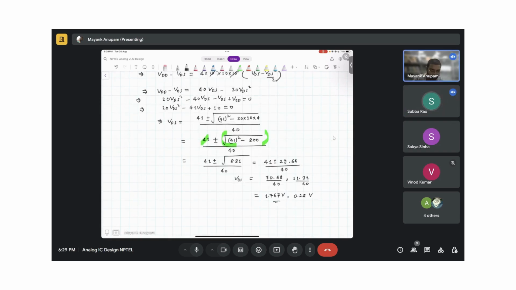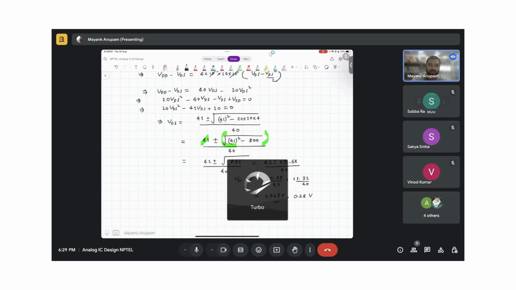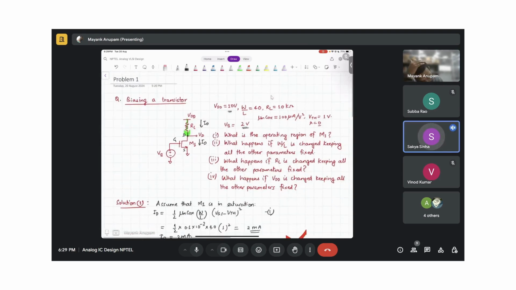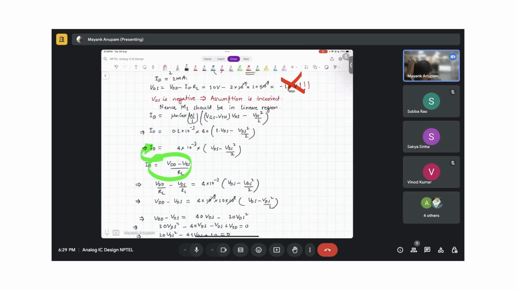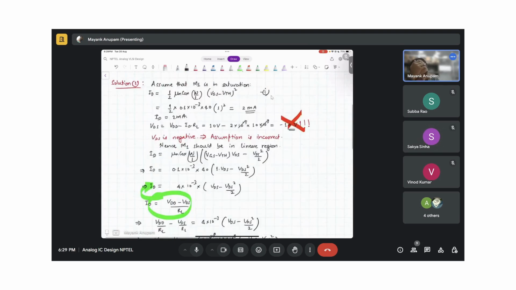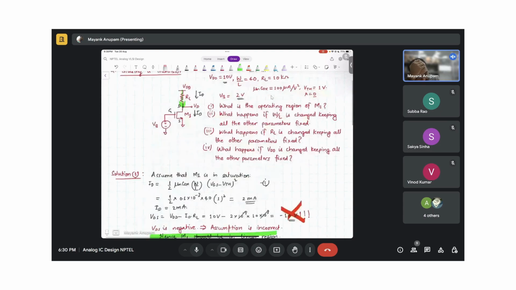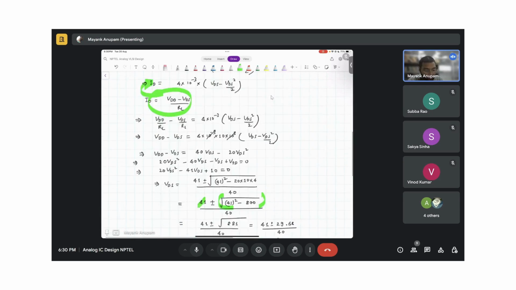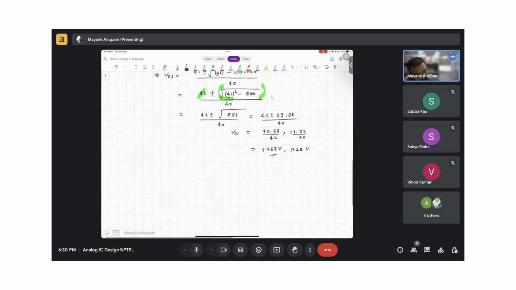So out of these two, which one is the correct VDS? Clearly both of these cannot be true, right? 0.28. Why is that? Because VDS should be less than VGS minus VTH. Yes, exactly, that is why. So we know that it is clearly in the linear region now, which means that VDS should be less than VGS minus VTH. And what is our VGS minus VTH? It is 1, right? So VDS has to be less than VGS minus VTH, correct?